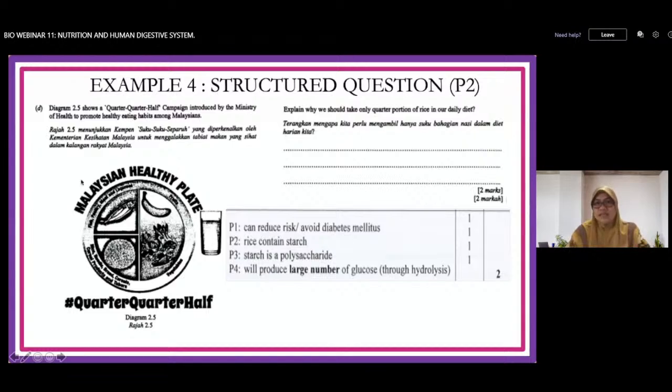Okay, first tadi relate dengan soalan yang tadi ya. To prevent diabetes mellitus. It is because rice contains starch. Okay, starch ni akan apa? Starch is a polysaccharide, then dia akan convert into glucose. Large amounts of glucose will lead to diabetes mellitus. Ya. Okay.